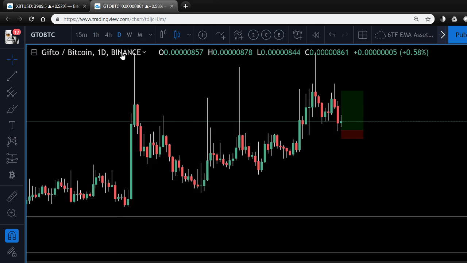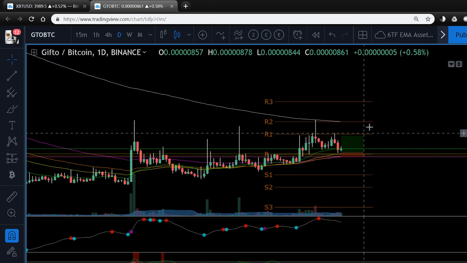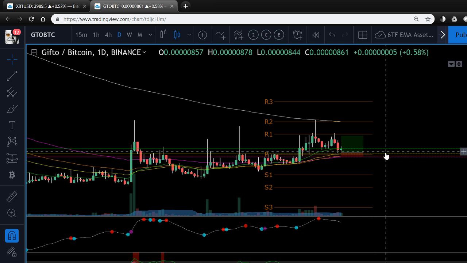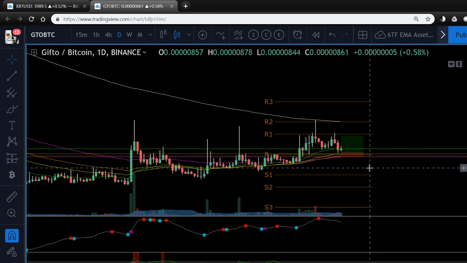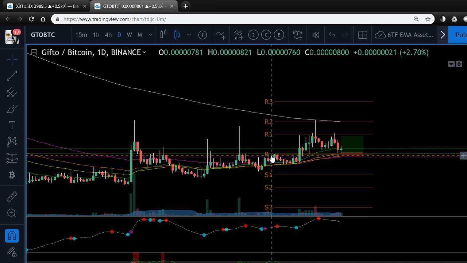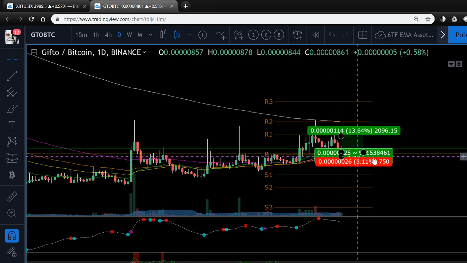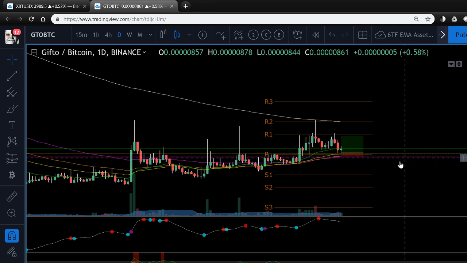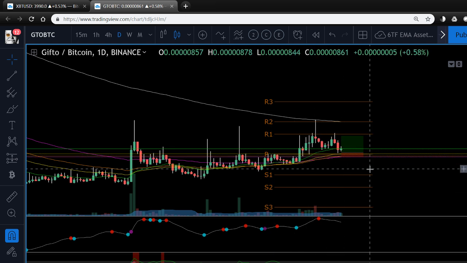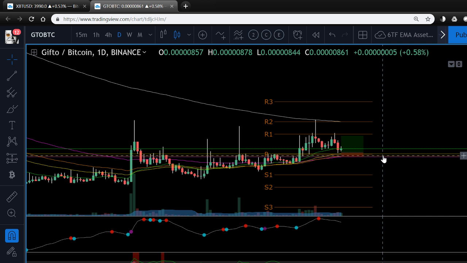Let's look at the daily first. Same kind of thing. We're kind of in between the EMAs. See, we got a support right here, a support right here. That was a previous resistance. Now it's becoming support. And we also got some strong EMAs under there.